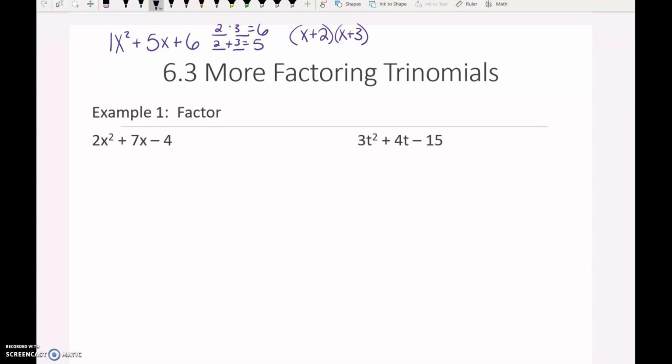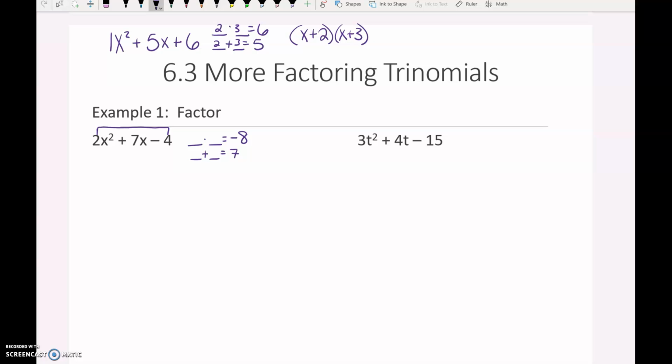If we look at example number 1, if I try to find two numbers that multiply to give us -4 and add up to 7, that's not possible. There isn't a pair of numbers that does that. Well, that's because we really can't just multiply to get this -4. We have to multiply the 2 with the -4. So we're actually looking for a pair of numbers that multiplies to give us -8. That is possible. And we really did that yesterday.